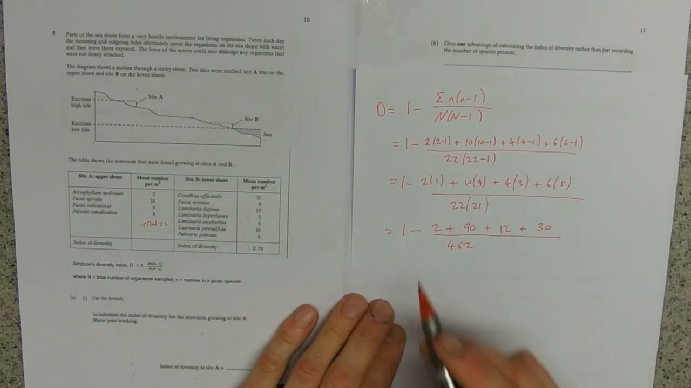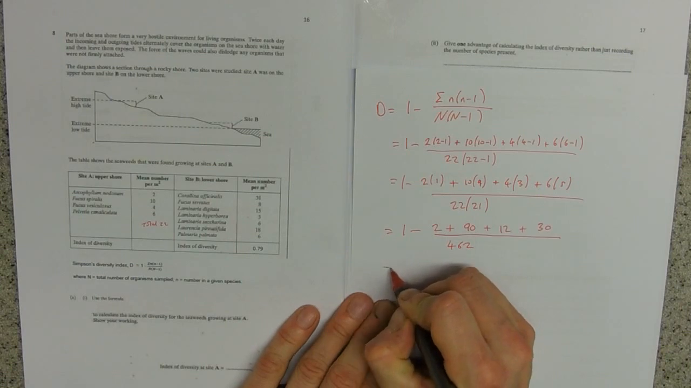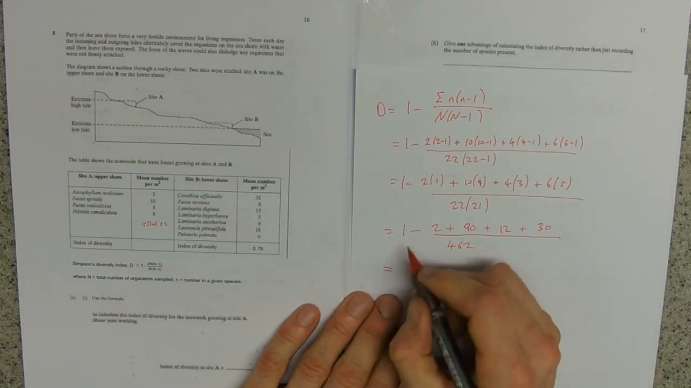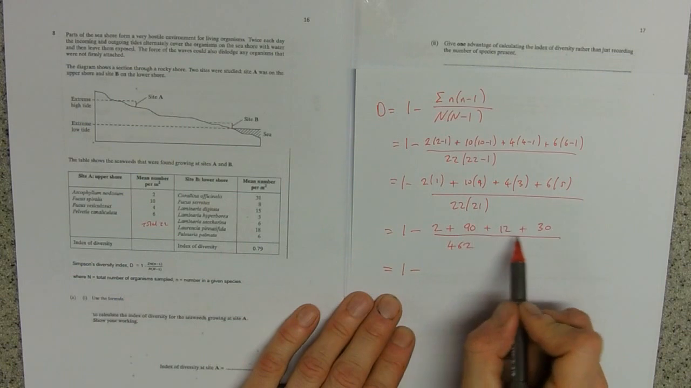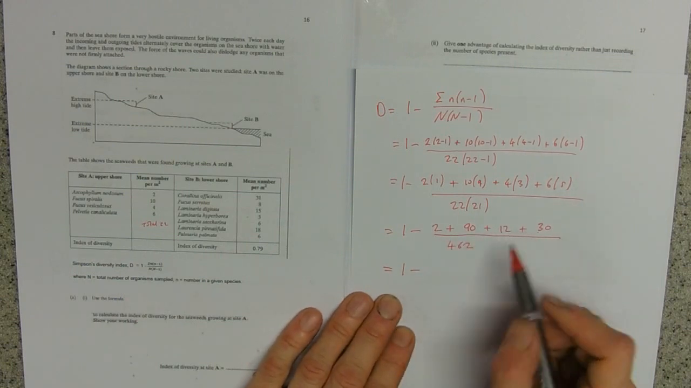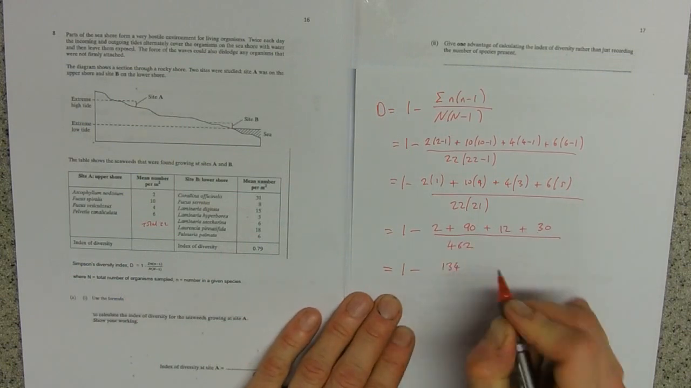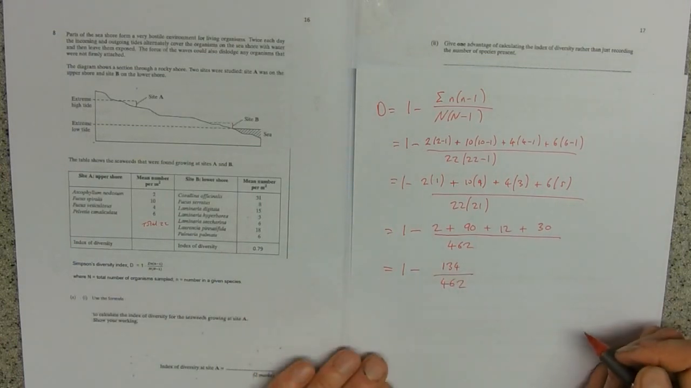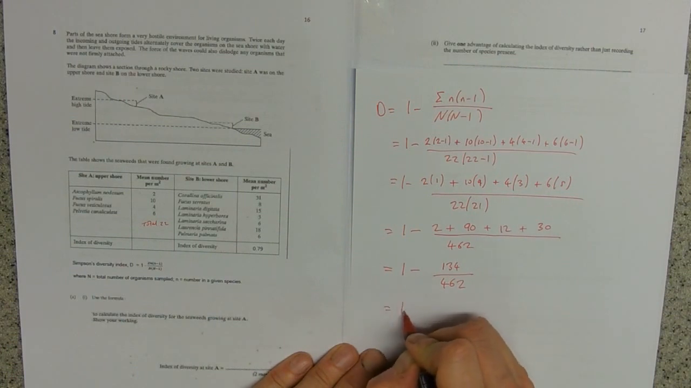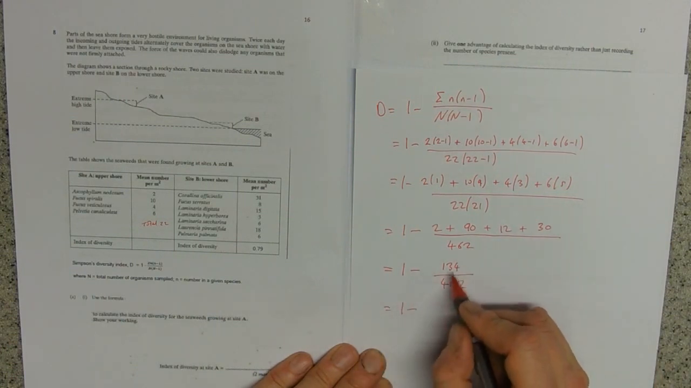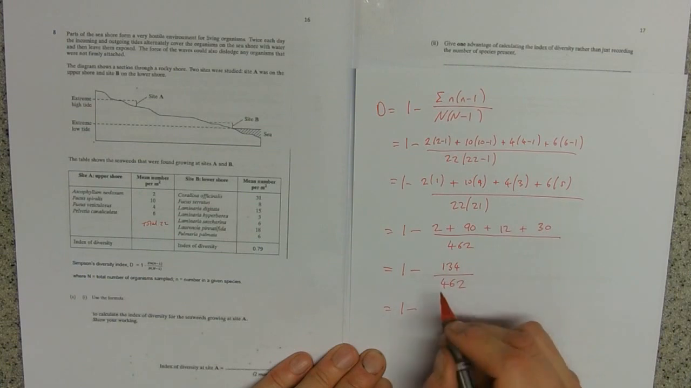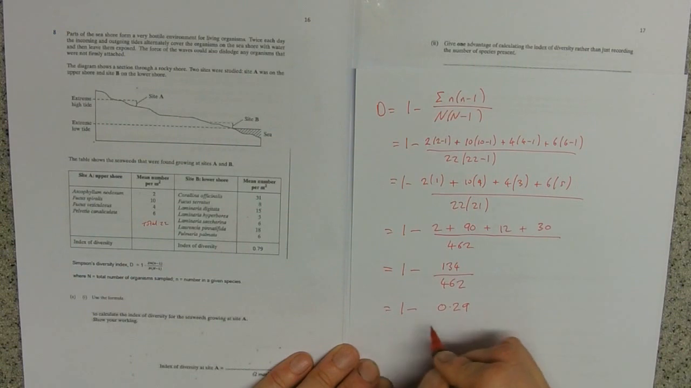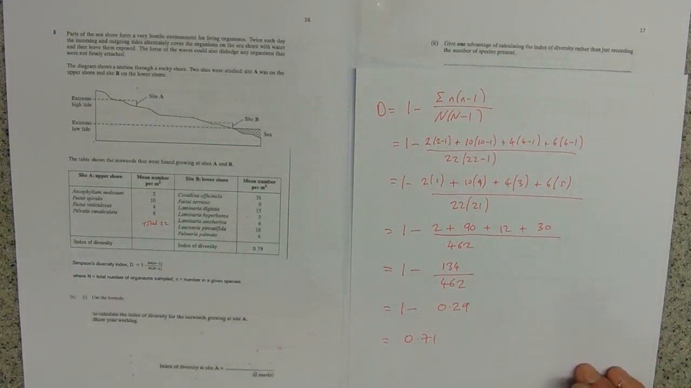Okay, so add these together at the top. That gives me 134 divided by 462 equals 1 minus, so put that into your calculator, that gives you 0.29. So 1 minus 0.29 gives us 0.71.